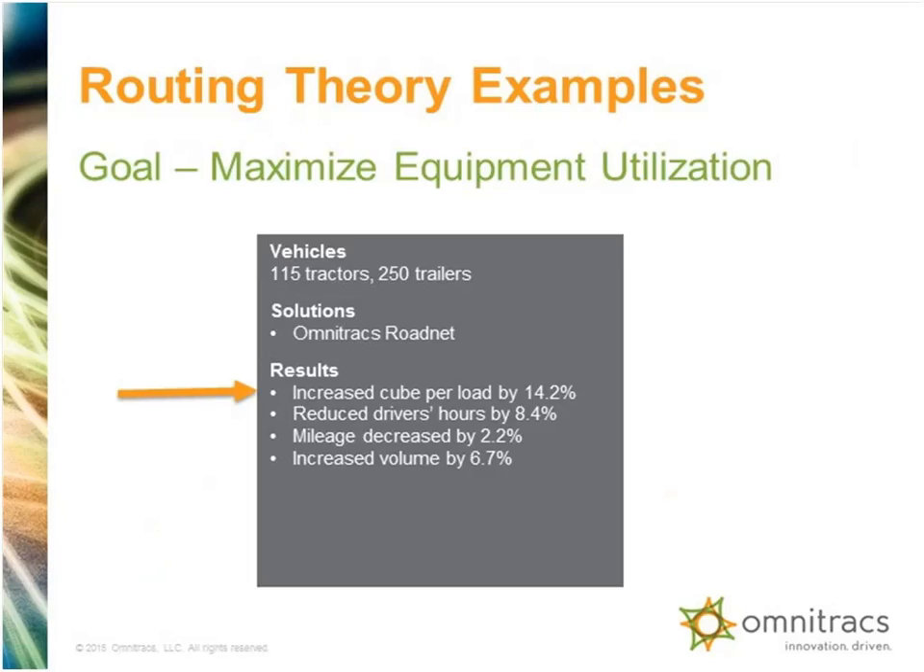Lastly, to maximize your equipment utilization, again, it's a large customer here with 115 tractors and 250 trailers. They increased their cube per load by 14.2%. Over that many trucks and trailers, that's quite a bit. The drivers' hours were reduced by 8.4%, again increasing your profit by reducing your costs. Their mileage also decreased by 2.2%. So you can see where the system will definitely make a difference in your work.